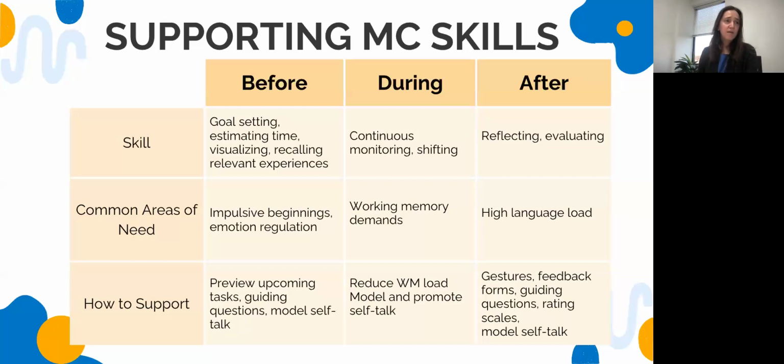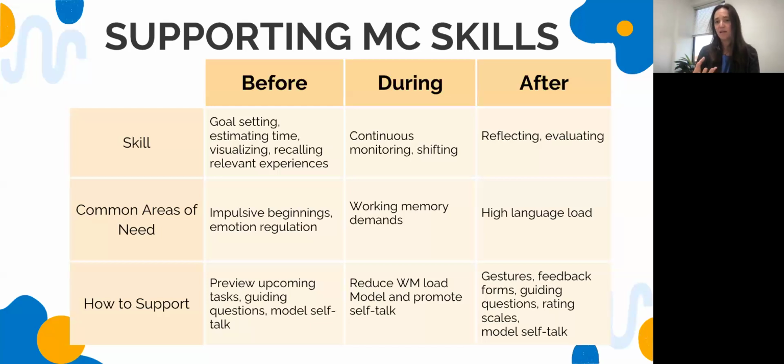So before we start a task, we need to be able to understand the goal. We also need to have an idea of how long something's going to take, so that gives us a sense of what we need to do to prepare. We're visualizing what the outcome might be, and we're also recalling relevant experiences. Students who have difficulties with those particular skills, we might see those classroom behaviors, like impulsive beginnings because they just don't know what it's like to start, or they can't map out a plan. And we might also see difficulties with emotion regulation.